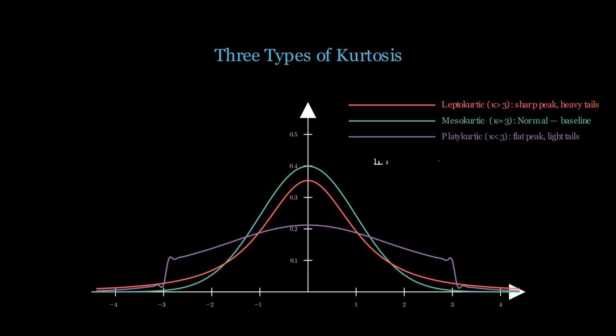Look carefully at the tails beyond 2 standard deviations. The red leptokurtic curve sits noticeably above the teal normal curve. This gap represents the excess probability of extreme events. In finance, this is called fat tails. And ignoring them has caused real disasters. Long-Term Capital Management's 1998 collapse and the 2008 financial crisis both involved models that assumed normal distributions when the true distributions were leptokurtic.